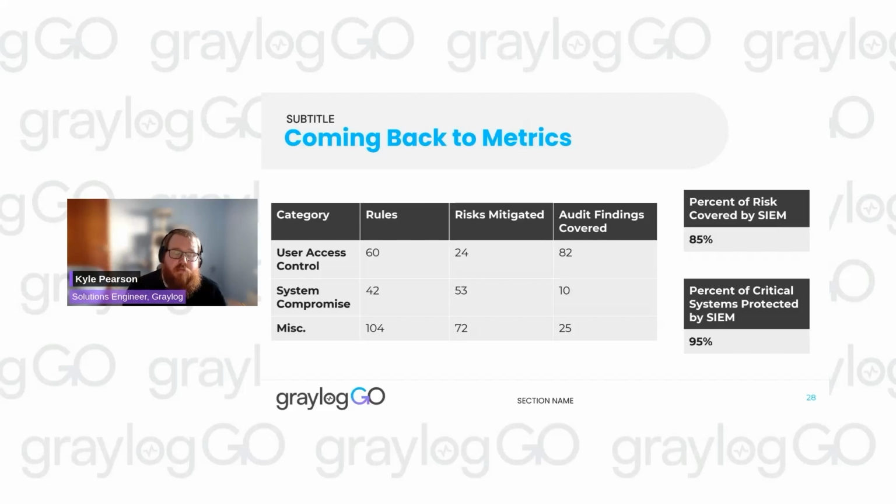Like here, you might want to have those use case categories that we talked about before, how many rules they cover, or how many rules you have in place, how many risks on the risk register those rules mitigate. You might also want to say how many audit findings those rules cover. And then you could break it into things like this, where you say percentage of risk register covered by our SIM. You could also say something like percentage of critical systems protected by our SIM. So you should always be thinking about, when you're building these things, how do I present that information back to senior leadership as well.